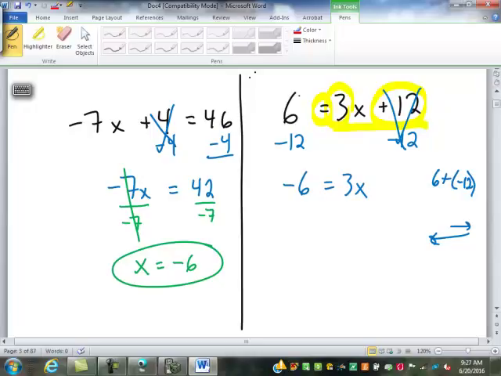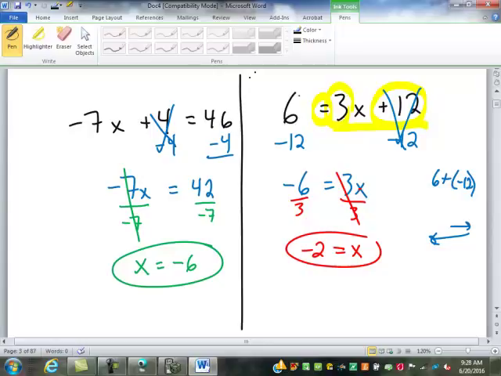Careful. Where's the variable? Here's the variable, right? So it's the numbers that are keeping the variable from being by itself that we have to get rid of. So we got to get rid of the 3, and it is multiplying the x, so we get rid of it by dividing. So over here, negative 6 divided by 3 is negative 2. Any questions?